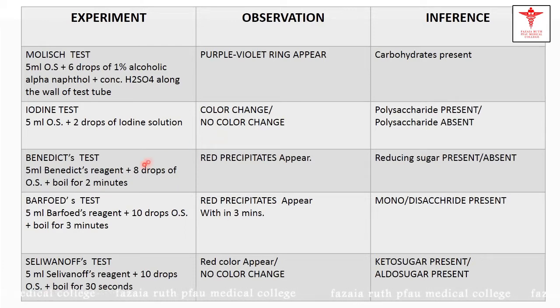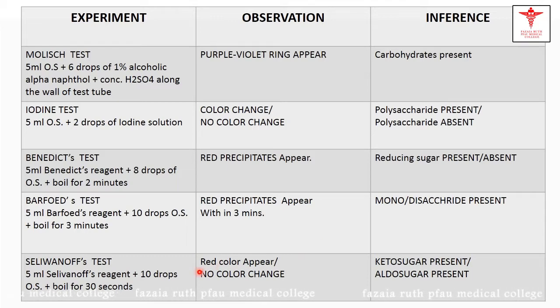Again, it is important to just memorize the observations and inferences, but not these column steps. So, for the Barfoed test, if the red precipitate appears within 3 minutes after boiling, then the test is positive and the inference will be monosaccharide present. But if the red precipitate appears after 3 minutes, then a disaccharide will be present.